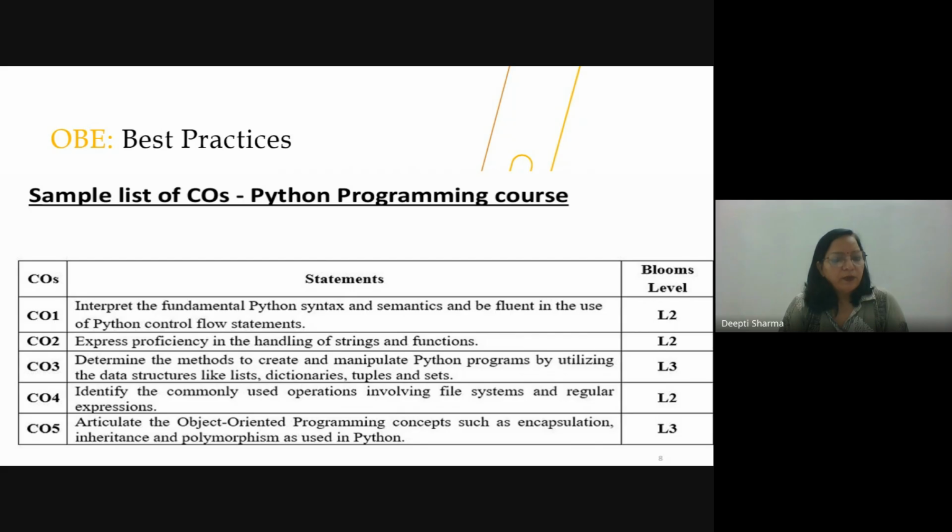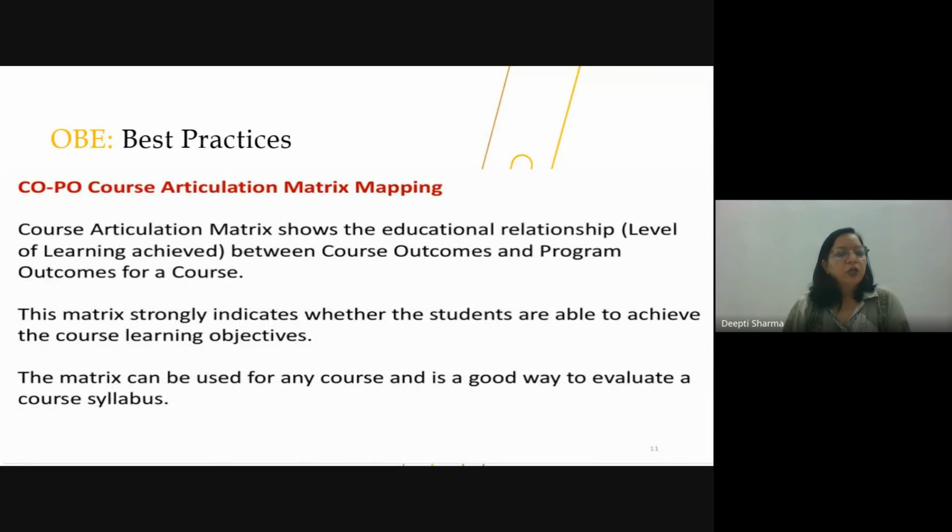Identify the commonly used operations involving file systems and regular expressions. So against each and every course outcome, the Bloom's taxonomy level has already been given. And the last one is: articulate object-oriented programming concepts, such as encapsulation, inheritance, and polymorphism, as used in Python. So after defining these course outcomes, we are going to create the articulation matrix that shows the relationship between the course outcomes and program outcomes for a course.